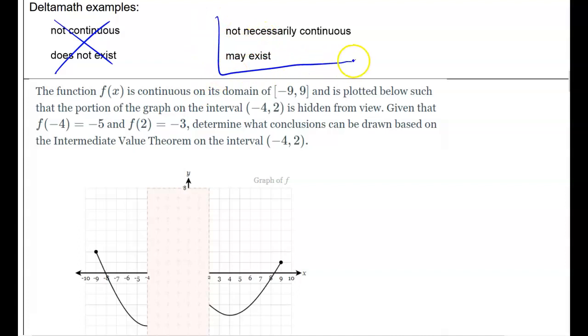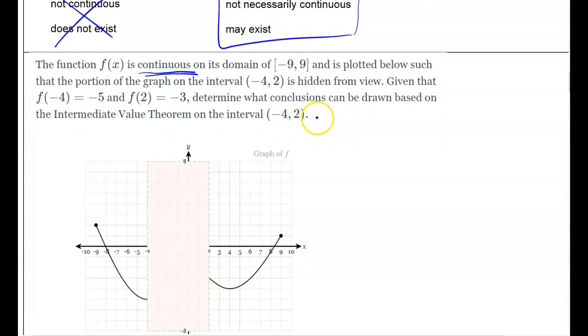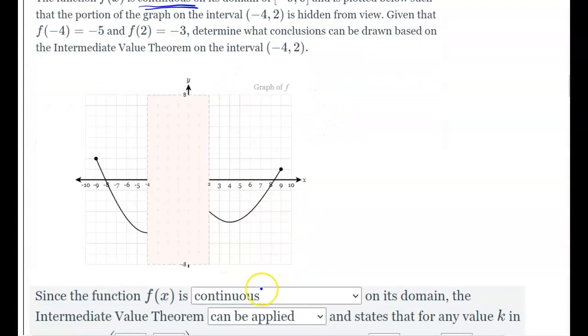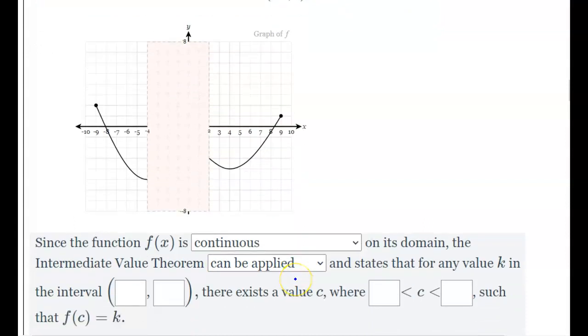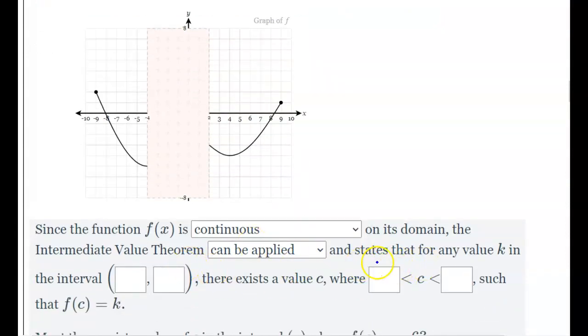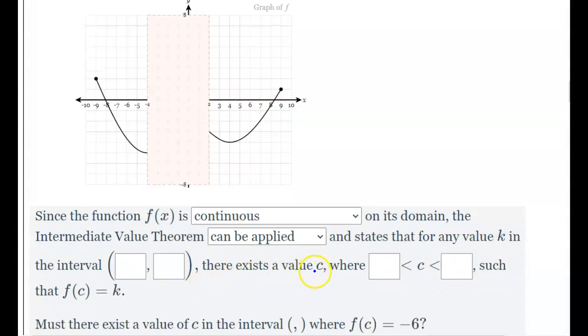So what you're going to pick is these ones that are a little bit more circumspect if the theorem does not apply. So as you read these, the first thing you want to make sure it says is the function is continuous, because otherwise we can't do anything. And we're going to have to say not necessarily continuous, and the IVT does not apply. And then we're going to say the function is continuous. We can apply the theorem. And then here's where it feels a little bit confusing, and states that for any value k in the interval blank to blank, there exists a value c where blank blank such that f of c equals k.